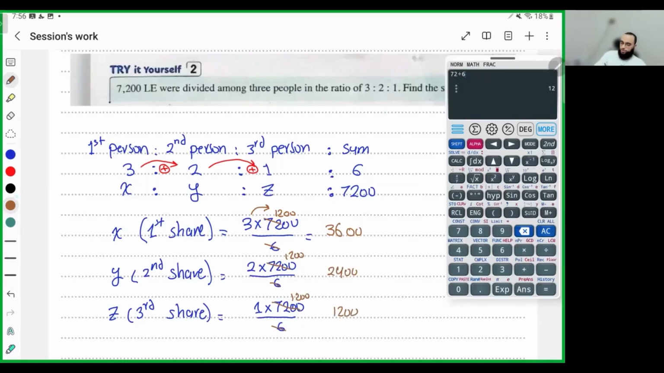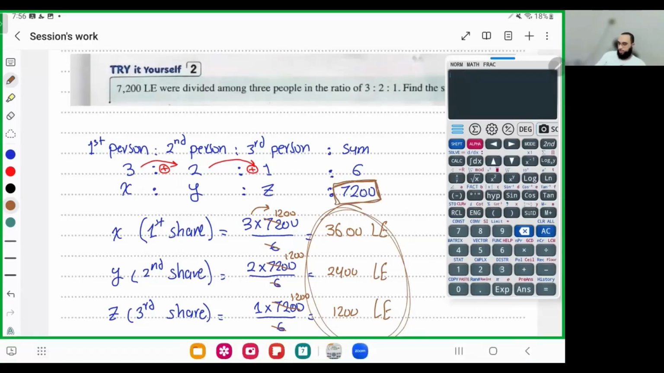If you add the three values together, you have to get what? Yes, the sum of these three values should be what? 7,200. Let's check. 3600, 2400, plus 1200. Oh, we are correct. Yes, congratulations. Thanks. Mute yourself.